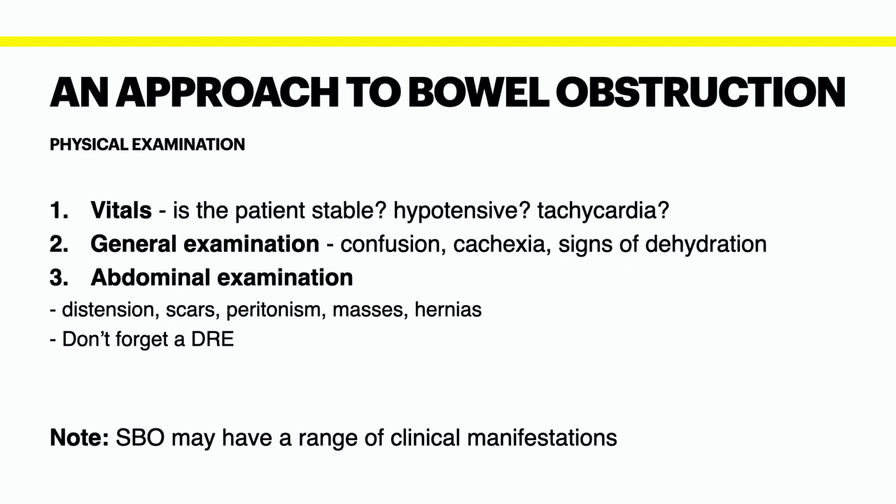In their abdominal exam, is there any distension? Do they have scars from previous abdominal surgery? Is there visible peristalsis? This could be a sign of severe obstruction. And does the patient have signs of peritonitis? Is there guarding or rebound tenderness? Or is their abdomen soft and non-tender? Does the patient have any evidence of masses or hernias in the inguinal or femoral regions? And do you hear bowel sounds?